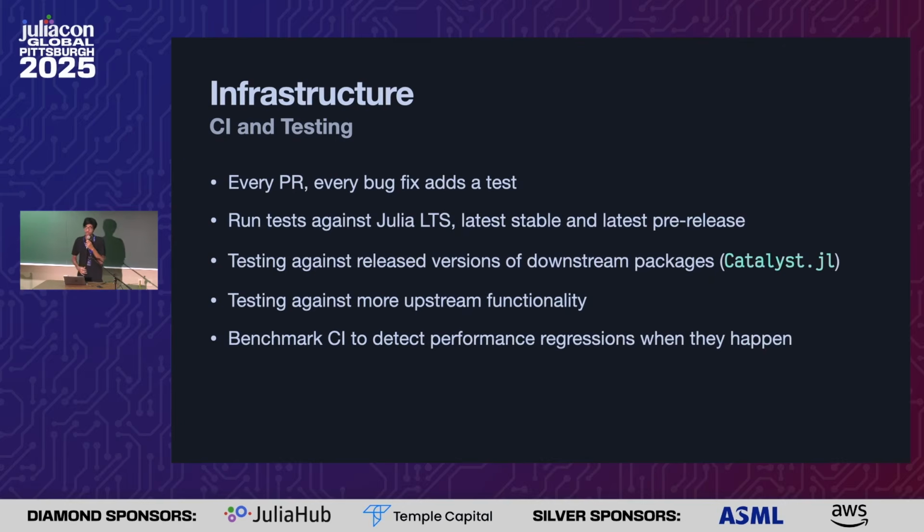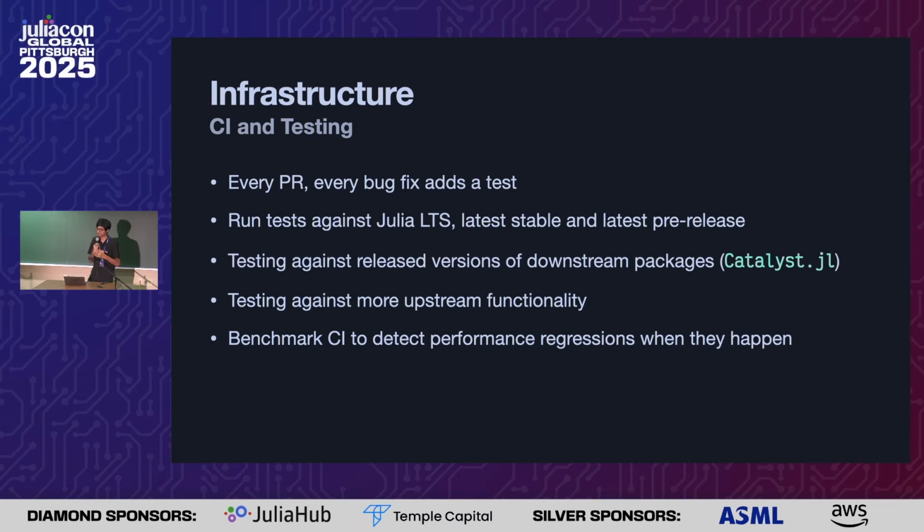There's also been a bunch of work around CI and testing to make sure that Modeling Toolkit continues to be robust and reliable. Every pull request, every bug fix adds a test. We run tests against Julia LTS, latest stable release of Julia, and the latest pre-release of Julia to make sure that we're forward compatible and we know about bugs in newer releases as soon as possible.